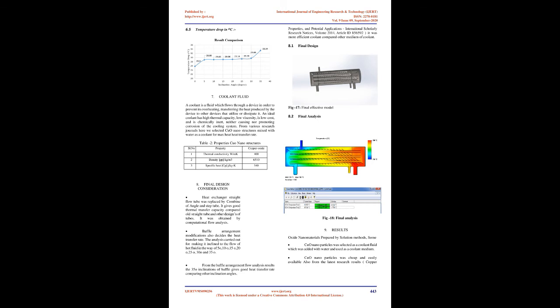Properties. CuO nanostructures. The heat exchanger straight flow tube was replaced by a combination of angle and step tube. It gives good thermal transfer capacity compared to the old straight tube and other tube designs. It was obtained by computational flow analysis. Baffle arrangement modifications also decide the heat transfer rate. The analysis was carried out by inclining the baffle to the flow of hot fluid at 5°, 10°, 15°, 20°, 25°, 30° and 35°.